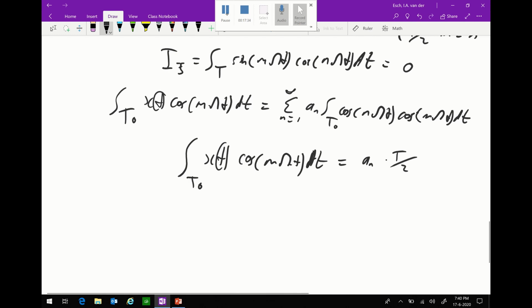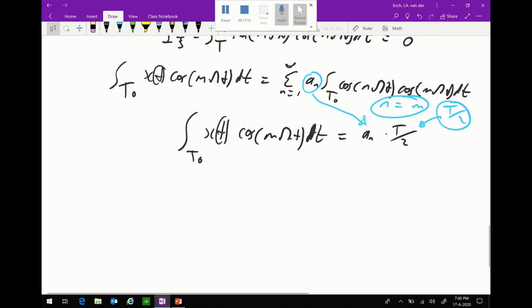Because this will never give an output, it's always 0, except for the case that m is equal to n. So the summation from 1 to infinity is just T over 2, and before we had here a coefficient which I replaced here. So that's the reason. So we are almost there. Then we know that an is equal to 2 over T times the integral of x(t) cosine n omega t dt.